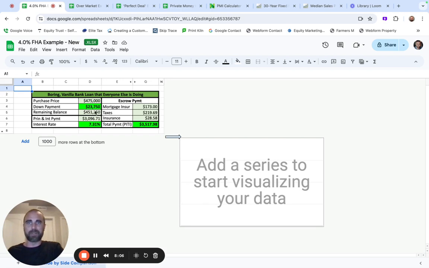I'll expand on this in just a minute here, but the principal is what pays down this balance right here, 451,000. Your principal is paying that down. I'll show you in just a second, so hang tight with me. Your interest is the profit for the bank. Now, if you only put down 5%, or in fact, if you put down less than 20% down on a home, you have to pay mortgage insurance.